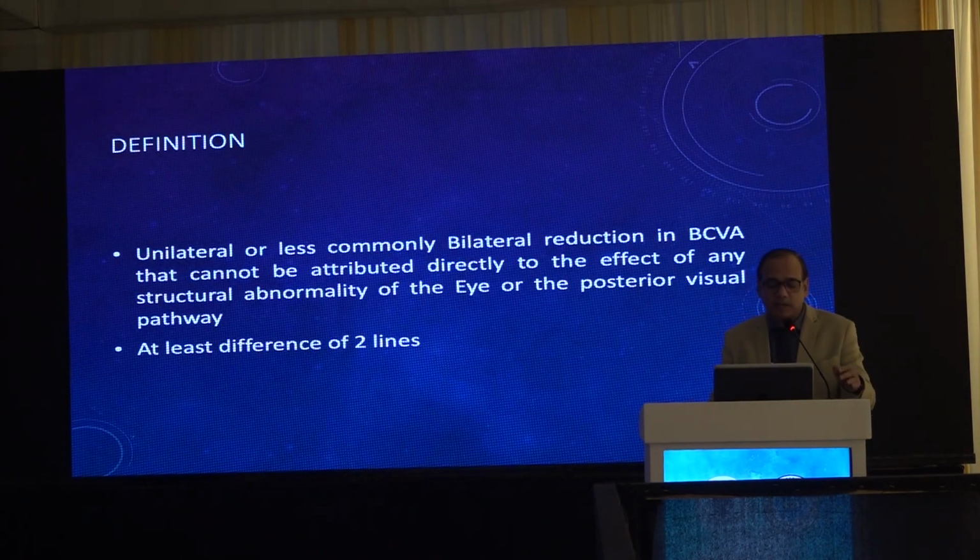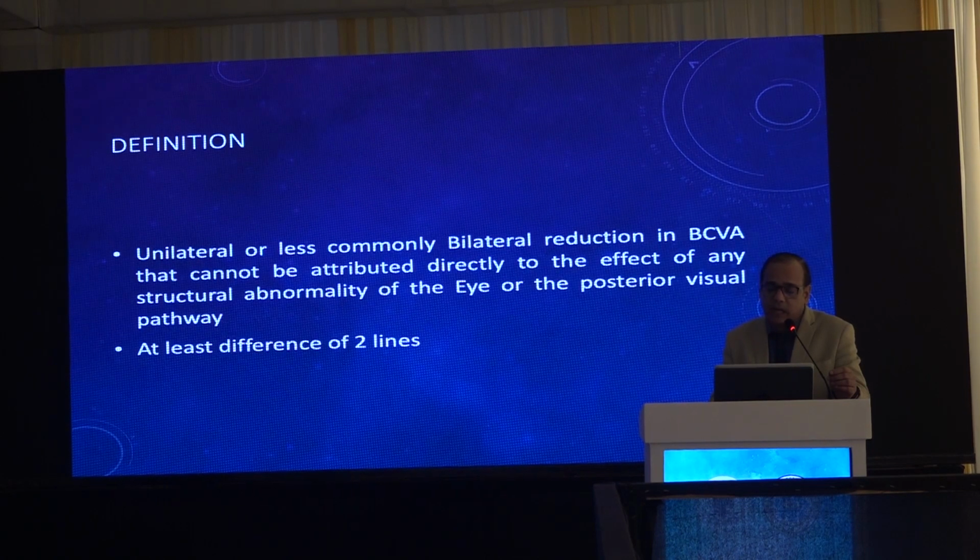It is the unilateral or, less commonly, bilateral reduction in the best corrected visual acuity that cannot be attributed directly to the effect of any structural abnormality of the eye or the posterior visual pathway. And there needs to be at least a difference of 2 lines in the logMAR.